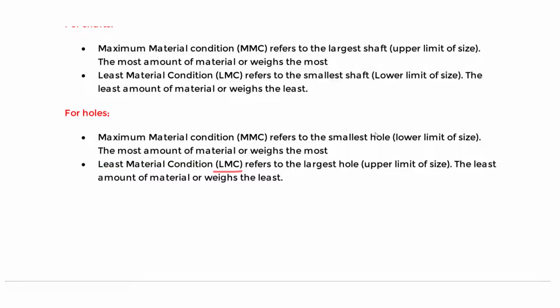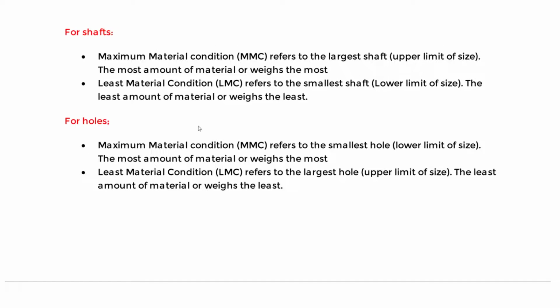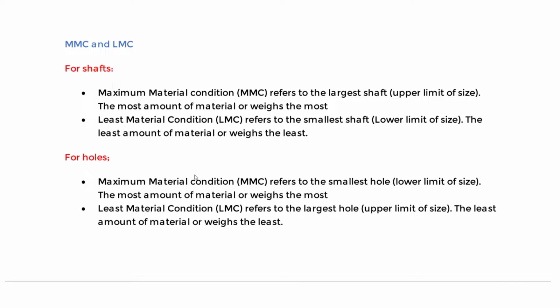The least material condition is going to be the largest hole, so the bigger cut we make through that hole, and it's going to be the upper limit size. We remove the most amount of material, so we remove a lot of material, and thus it weighs the least, right? Therefore it's the least material condition at the largest hole size, which is the upper limit size. So that's the difference between shafts and holes.